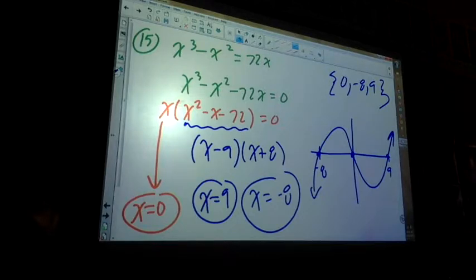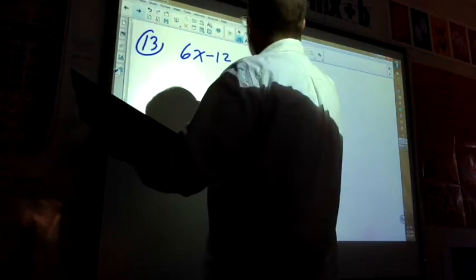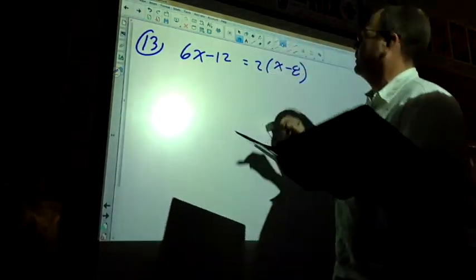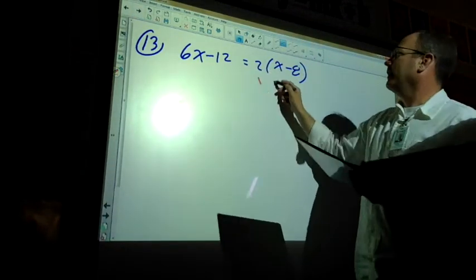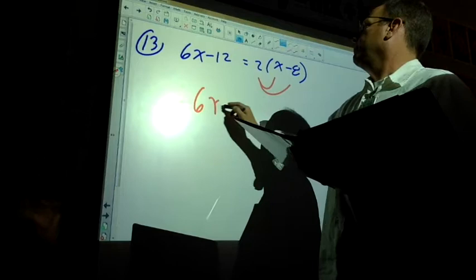Go ahead. 13. What might I'll do the first step on number 13 and be like, oh, duh. Natasha, how do I do this one? You distribute that to.